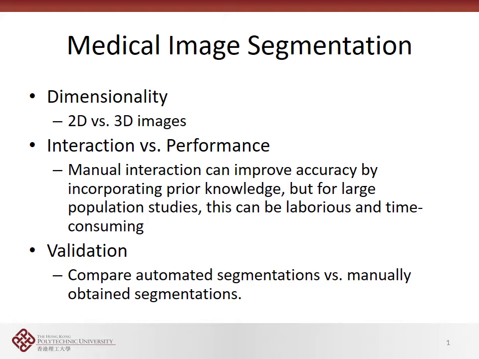The second concept is interaction and performance. Some segmentation algorithms are fully automated. But in many cases, fully automated algorithms cannot achieve satisfactory results. So in such a case, interaction from users is necessary to improve the performance, the accuracy of the segmentation results.